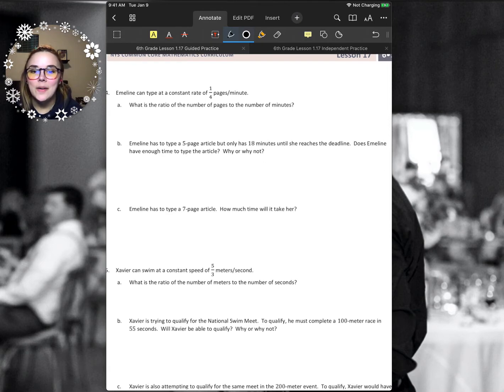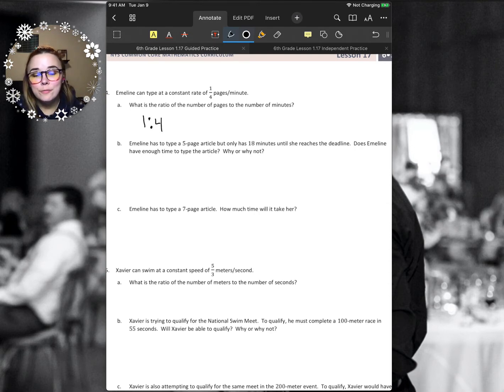All right, so Emmeline can type at a constant rate of 1/4 pages per minute. So what is the ratio of number of pages to the number of minutes? So we're going to turn that fraction back into a ratio of 1 to 4. Emmeline has to type a 5-page article but only has 18 minutes until she reaches the deadline. Does Emmeline have enough time to type her article?